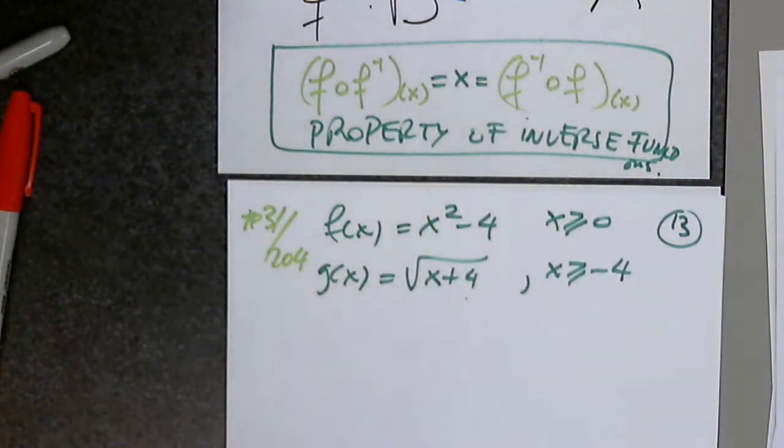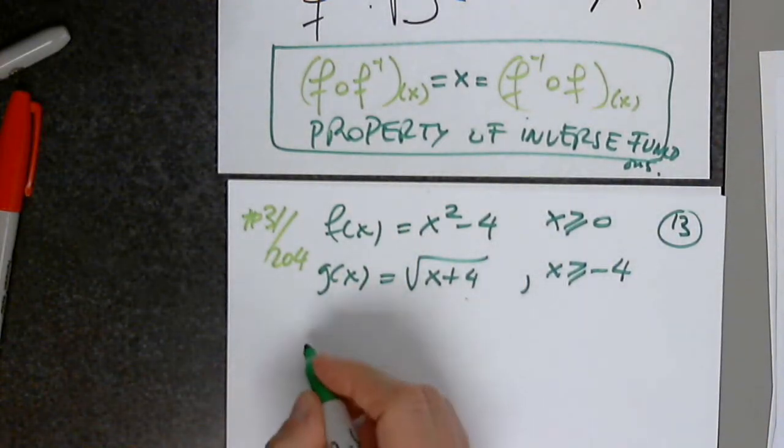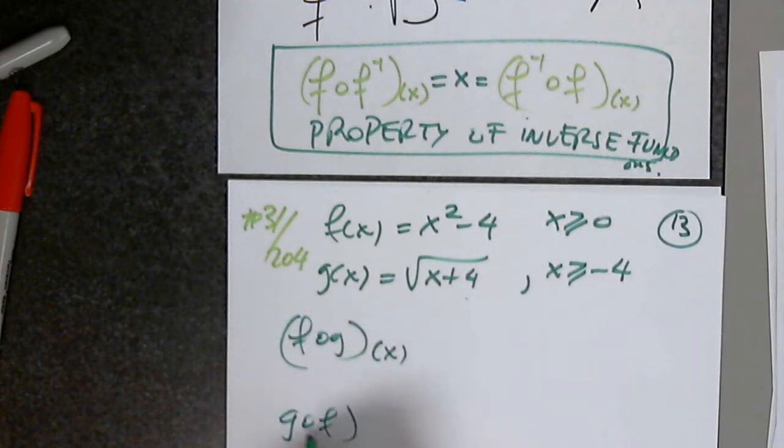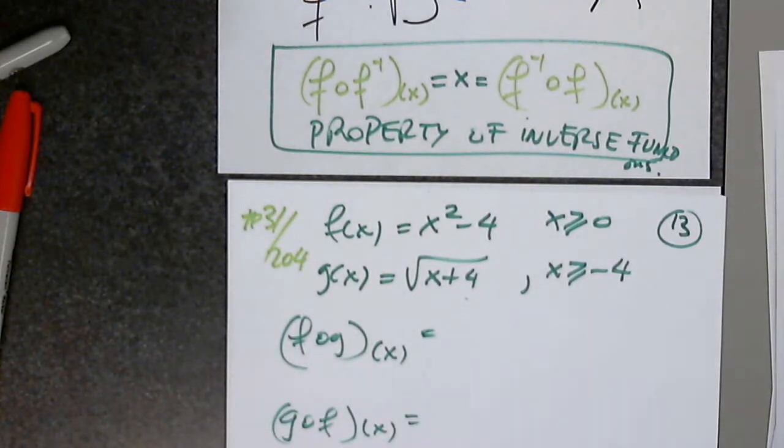Okay, so now I'm given these two functions. I have to determine f of g and I have to determine g of f. What should the answer be if they are indeed inverses of each other?